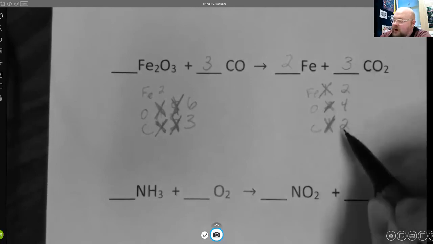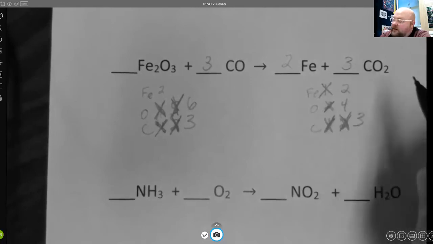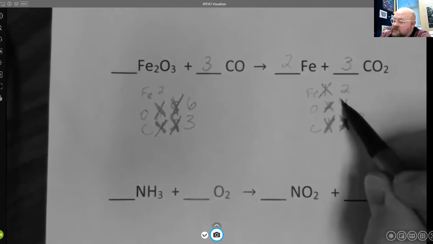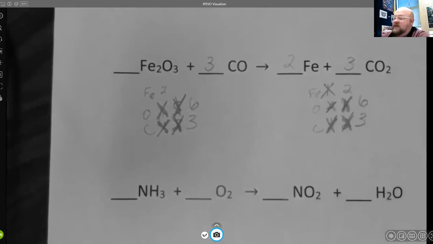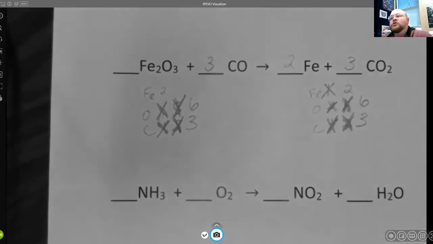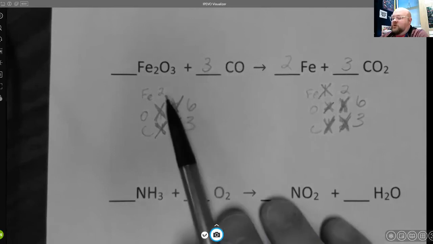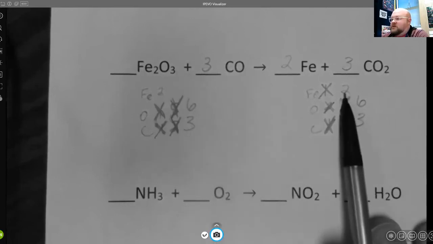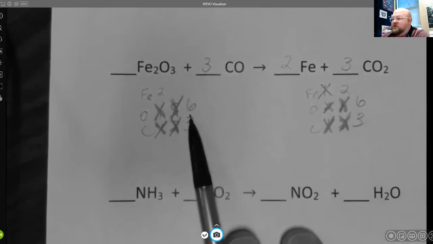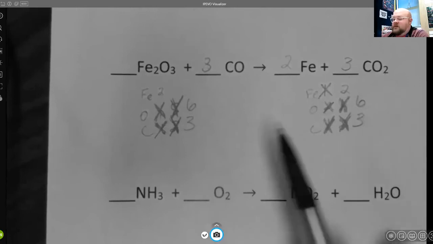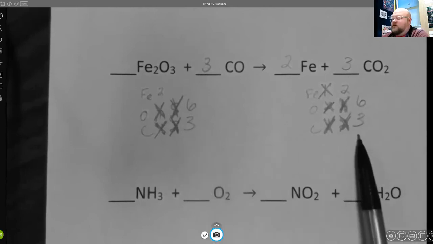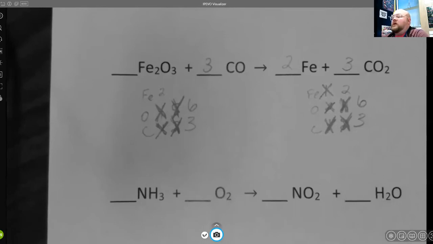3 times my 1 carbon, suddenly I now have 3. 3 times my 2 oxygens, suddenly I now have 6. And see how that process of troubleshooting, just until everything is the same, we are good to go. So 2 irons on the left, 2 irons on the right, 6 oxygens on the left, 6 oxygens on the right, 3 carbons on the left, 3 carbons on the right. Those things are equal now, so we can be done.